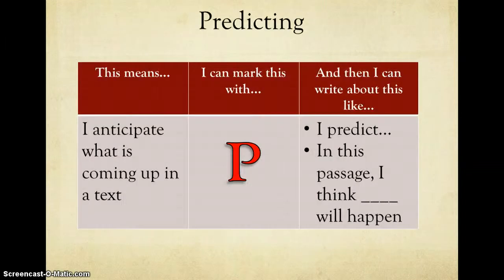Let's get started first with predicting. As I introduce each strategy, I'm going to show you this chart. The first column here focuses on the student-friendly definition. So predicting means that you're anticipating what's coming up in the text. This symbol here that you saw on the previous slide indicates how you'll use this strategy in your annotations. And finally, this last column provides you with sentence stems that will allow you to communicate your thoughts when using this strategy in your annotations. Let's get to the example.